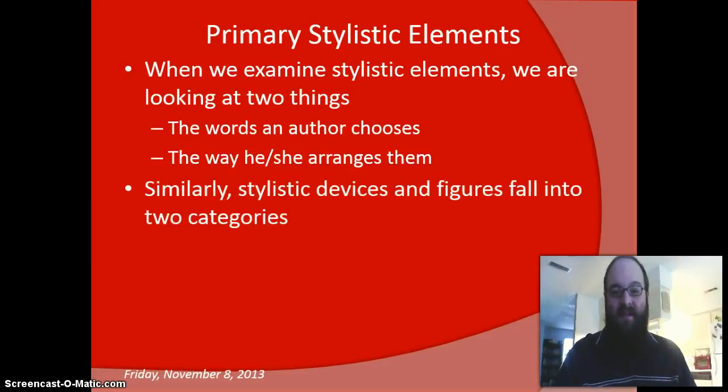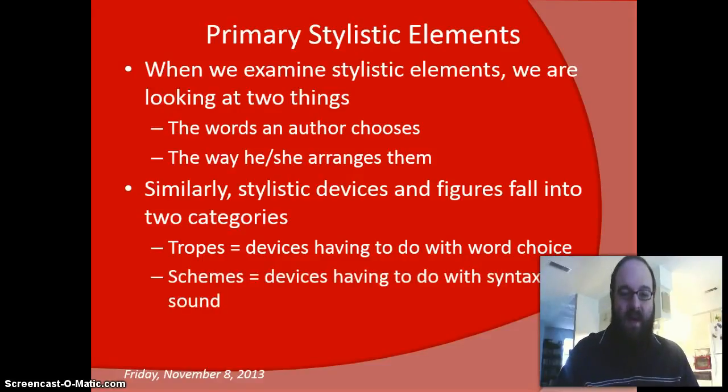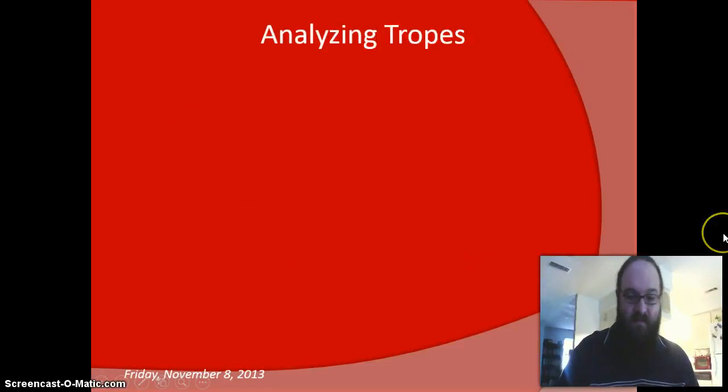Similarly, stylistic devices and figures fall into two categories. What we call tropes are a collection of devices that have to do with the choice of words. And what we call schemes, or rhetorical schemes, are those devices that have to do with syntax and sound. So you can kind of see how they correspond. The two basic elements of style analysis involve looking at words and how they're arranged. It involves looking at tropes and schemes.